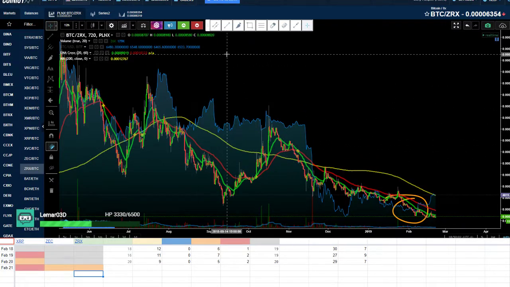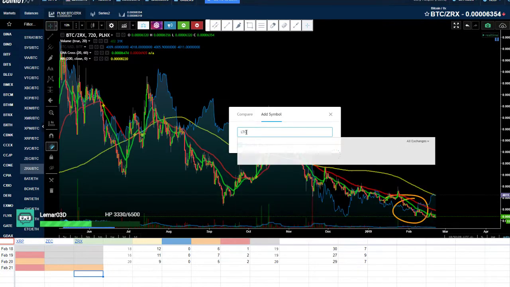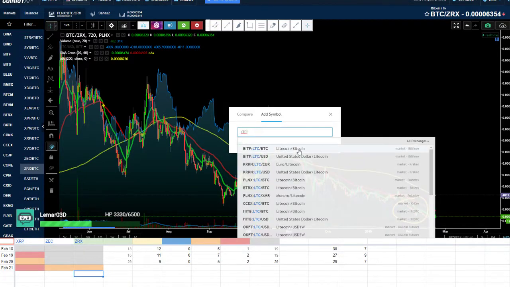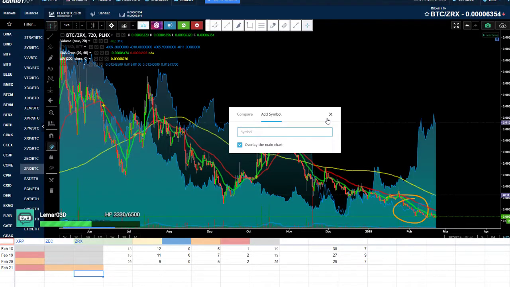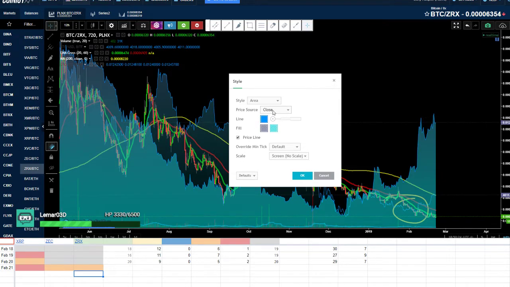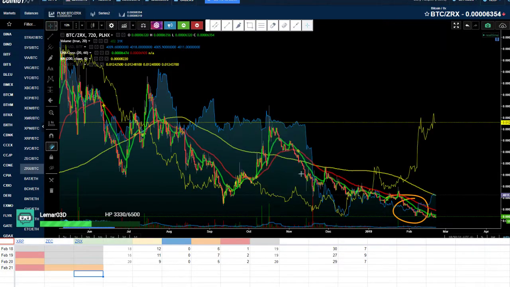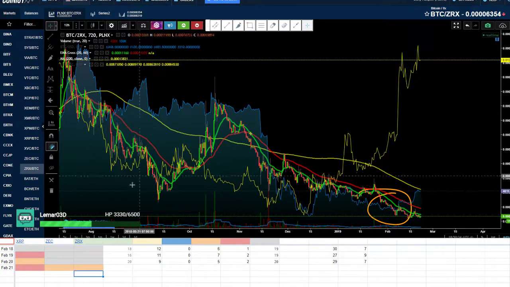Yes, sure. You do this here: compare or add symbol. So I could say LTC, Bitfinex Litecoin. Sure, put this in there. And so there's Litecoin against everything. Then I can go over to Litecoin properties and say, instead of having an area chart, let's have just a line, make it nice bright yellow. And then we could start overlaying a few different things and start to see how they react together.